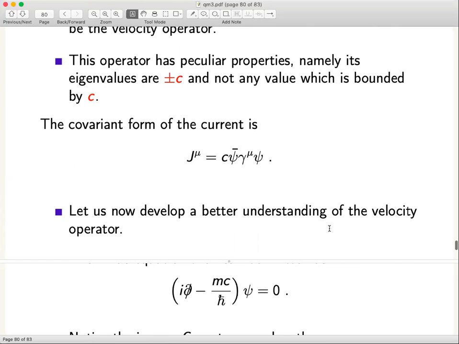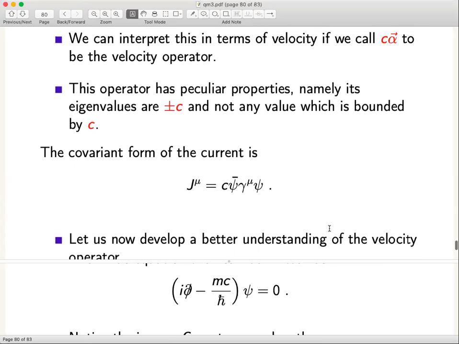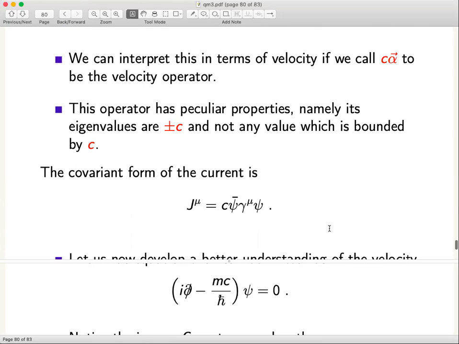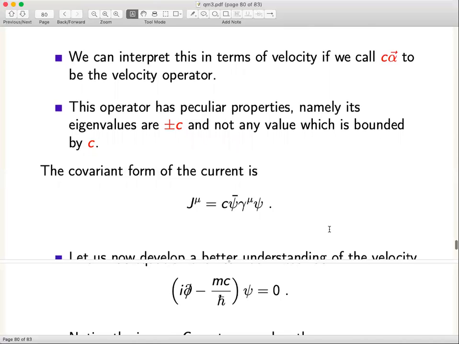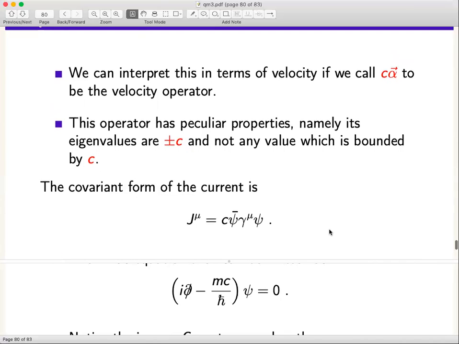Sir, can we say that two components represent a particle and the other two components represent an antiparticle? Yeah, you were saying that two components of this spinor represent a particle, and the other two represent antiparticle. So can we separate them?